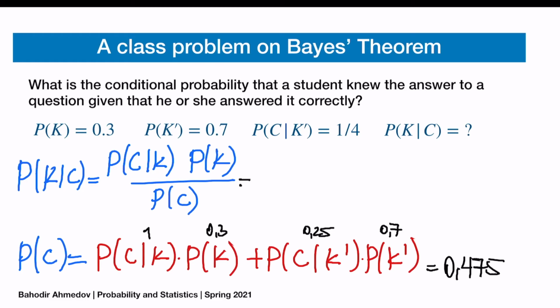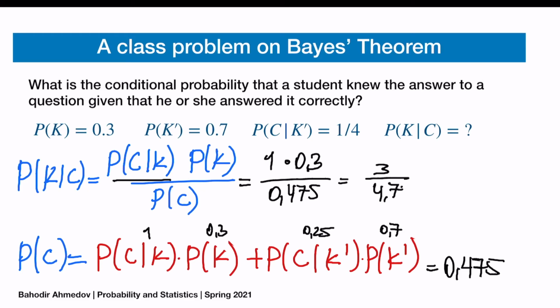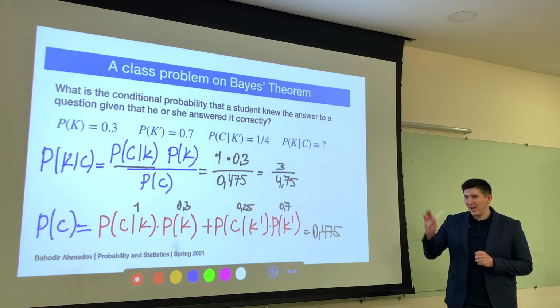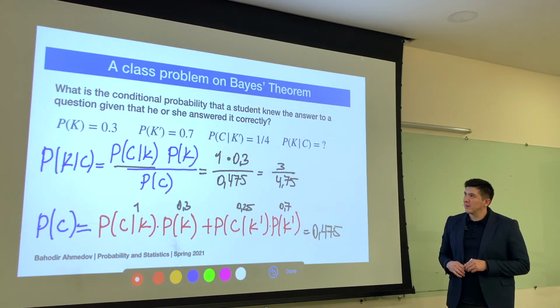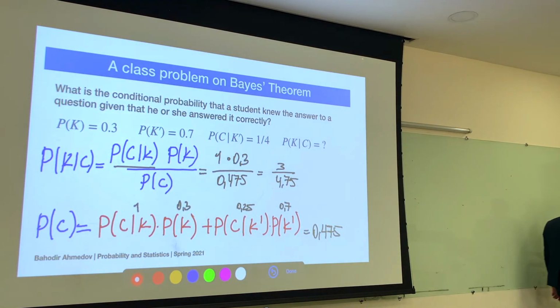Okay, I'm just going to put this together here. The probability that he is going to answer correctly if he knows is 1, times the probability that he chooses a question which he knows, 0.3, divided by 0.475. It is going to be 3 divided by 4.75 or something like this. If all of the calculations are correct, then the answer is going to be like this. I mean the calculations with the calculator. Formula-wise, it's correct. Oh, cool. So let's do one more.